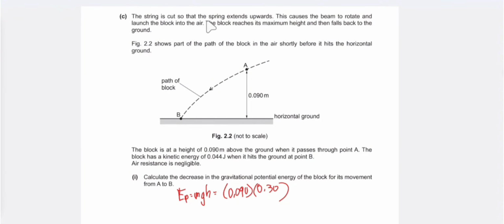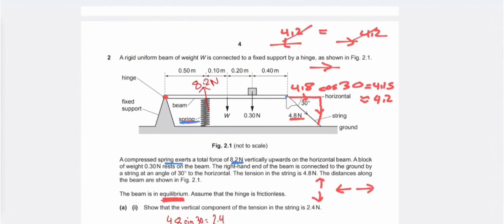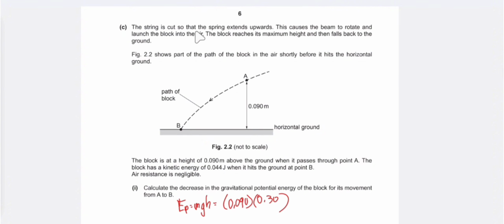The string is cut so that the spring extends upward. This causes the beam to rotate and launch the block into the air. So what happens? This string is cut, and the block launches upward because the spring causes the block to launch upward. So the string is cut and the spring causes the block to move upward. The string is cut so that the spring extends upward. This causes the beam to rotate and launch the block into the air.